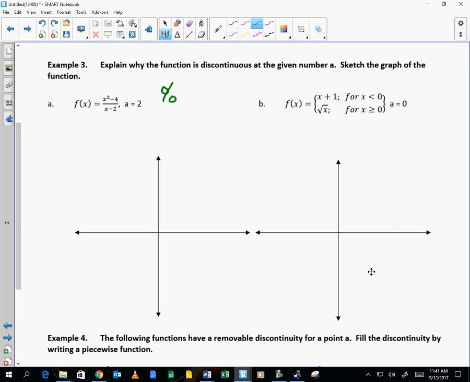Okay, let's pick up. It says, explain why the function is discontinuous at a given number A. Sketch a graph of the function. So we have x squared minus 4 over x minus 2. You said that it's discontinuous at 2 because if you plug in 2, you get 0 in the denominator. You're absolutely right, okay? But we want to generate a graph. And maybe you recognize that this factors as x plus 2 times x minus 2 over x minus 2. So here's the deal. It wants to look like x plus 2.